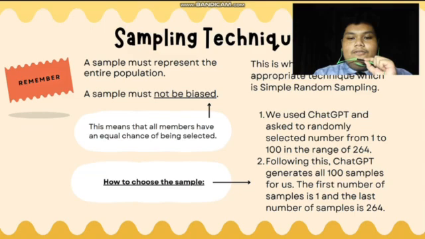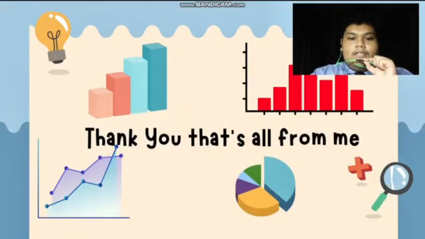The first step is we use ChatGPT and ask it to randomly select numbers from 1 to 100 in the range of 264 students. Following this, ChatGPT generates all 100 samples for us. The first number of sample is 1 and the last number of sample is 264. So that's all from me.